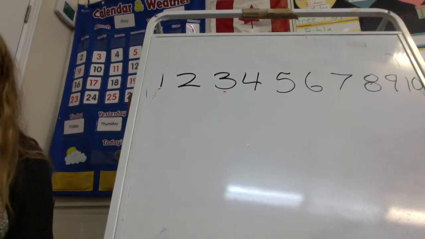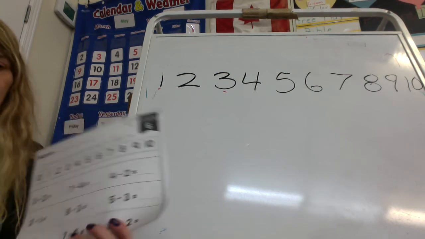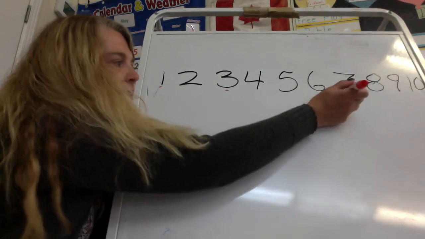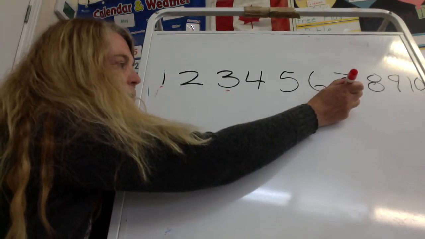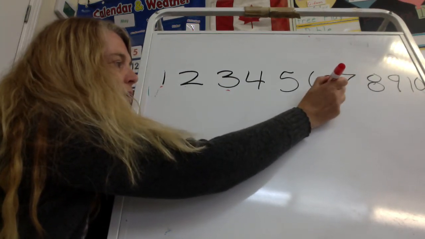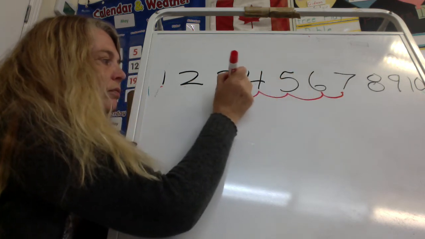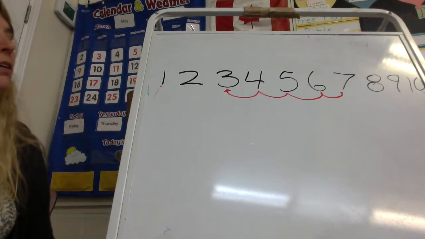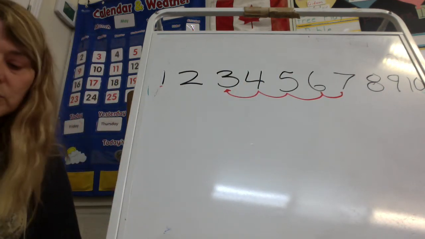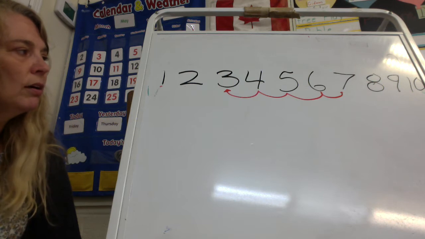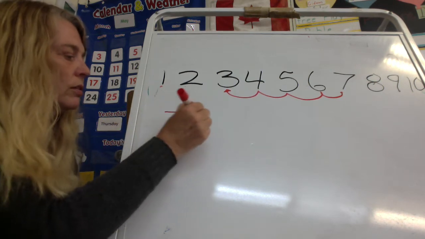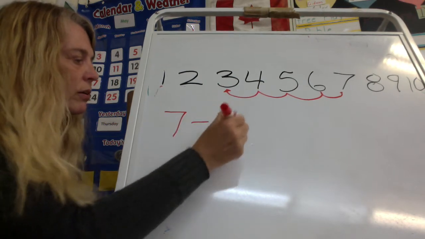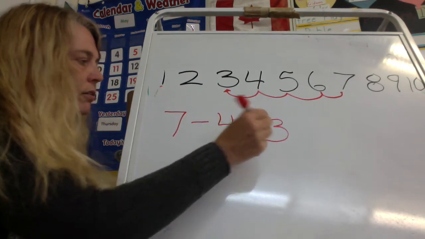The next one, going across this way, is 7 take away 4. So we'll start at 7, and we're going to hop over 4, like we're a frog or a bunny. 1, 2, 3, 4. We landed on 3. So 7 take away 4 equals 3. 7 take away 4 equals 3.